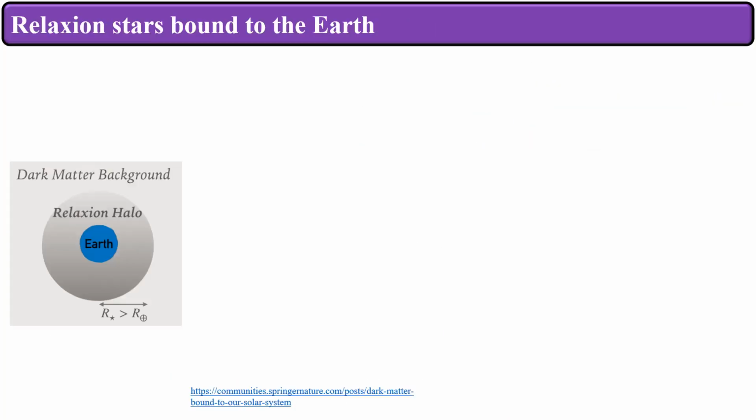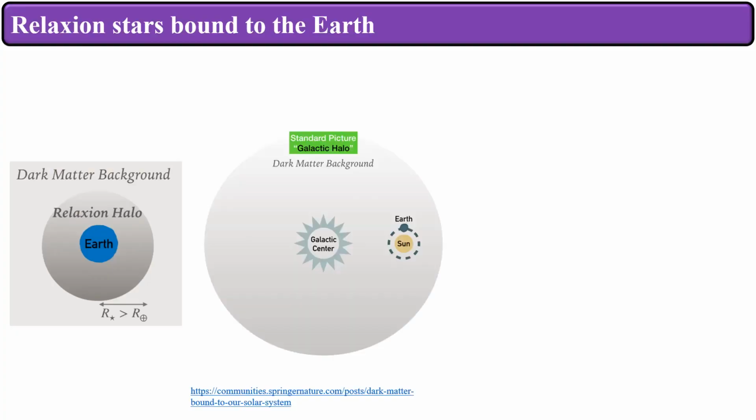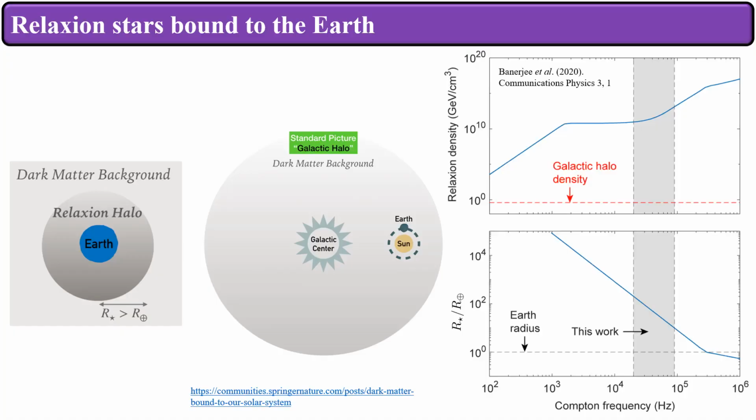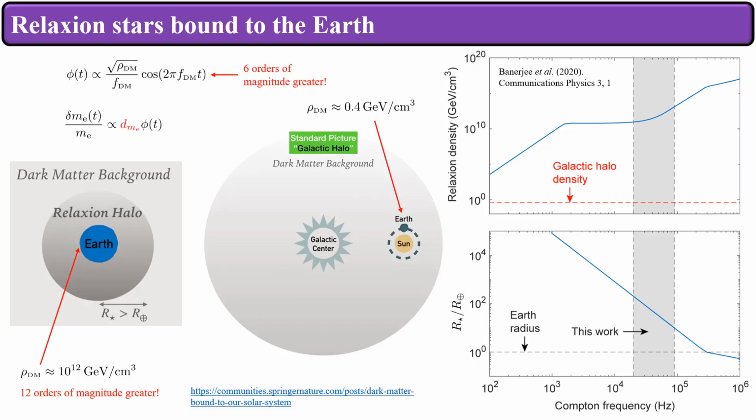In another model, we have a relaxion star bound to the Earth via gravity, in analogy to how the galactic halo is bound to the galaxy. This hypothesis is still consistent with observations as long as the density and radius of the relaxion star are given by these curves. The advantage of this new model is that it allows for terrestrial dark matter densities that are almost 12 orders of magnitude greater than the standard halo model. The corresponding rise in the field amplitude boosts our detector sensitivity by 6 orders of magnitude.